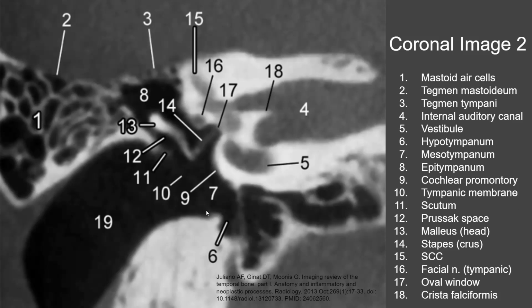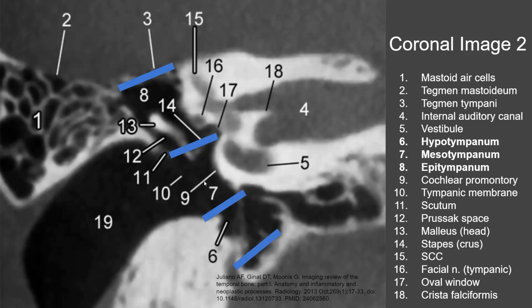And then we have the tympanic membrane, which again separates the external ear and the middle ear. All right, and so just highlighting again, everything above the superior attachment of the tympanic membrane is epitympanum. Everything in between the superior and inferior attachment of the tympanic membrane is the mesotympanum, and everything below that is the hypotympanum when we're referring to the middle ear.